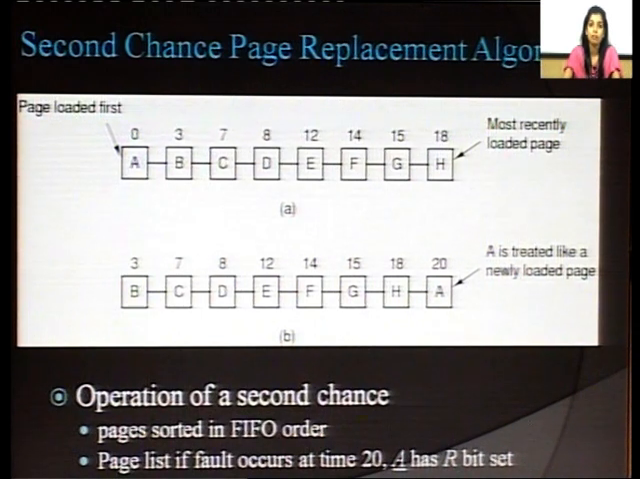An enhanced version of first in first out is the second chance page replacement algorithm. The page loaded first, if its bit is set, is treated like a newly loaded page because its modified bit is changed, so that is why it moves into the first position.